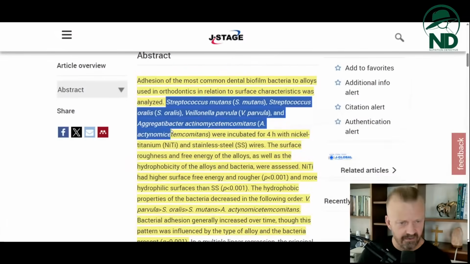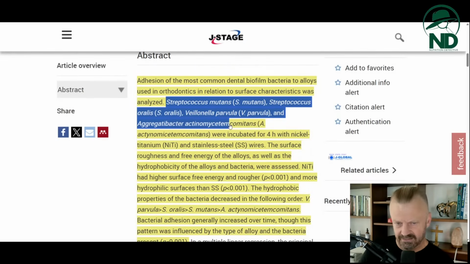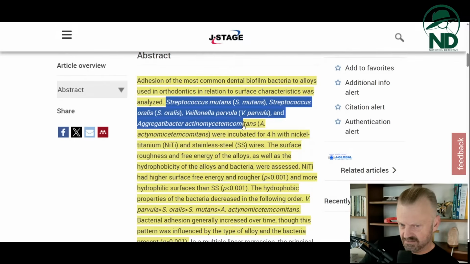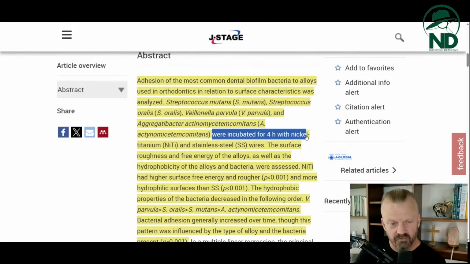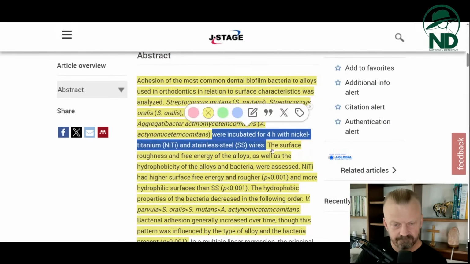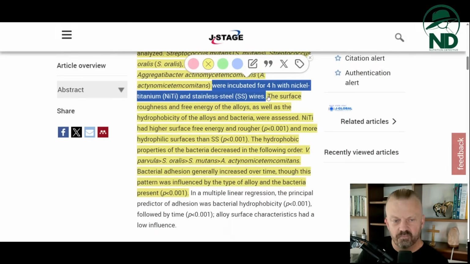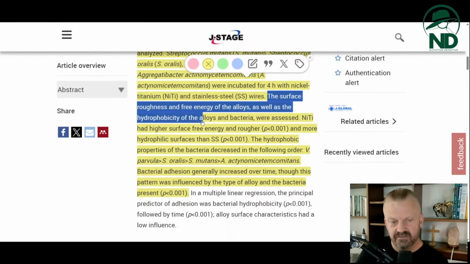Okay, so what did they look at? Strep mutans, Streptoralis, Veillonella parvula, and Aggregatibacter actinomycetemcomitans. How'd I do? Anyway, they were incubated for 4 hours with nickel titanium and stainless steel wires. The surface roughness and free energy of the alloys, as well as the hydrophobicity, that's the not liking water, as in more like fat love. Hydrophobicity is generally thought to be lipophilic, of the alloys and bacteria was assessed.